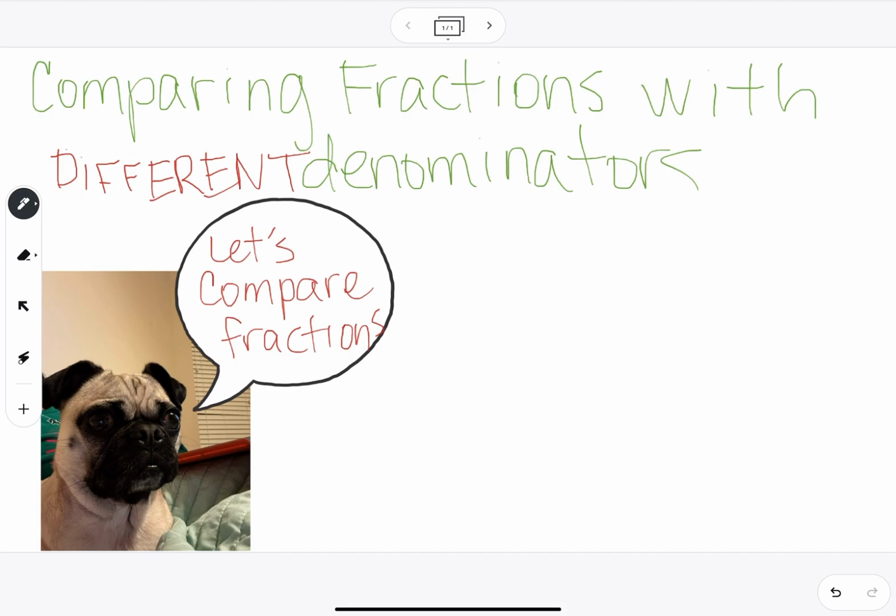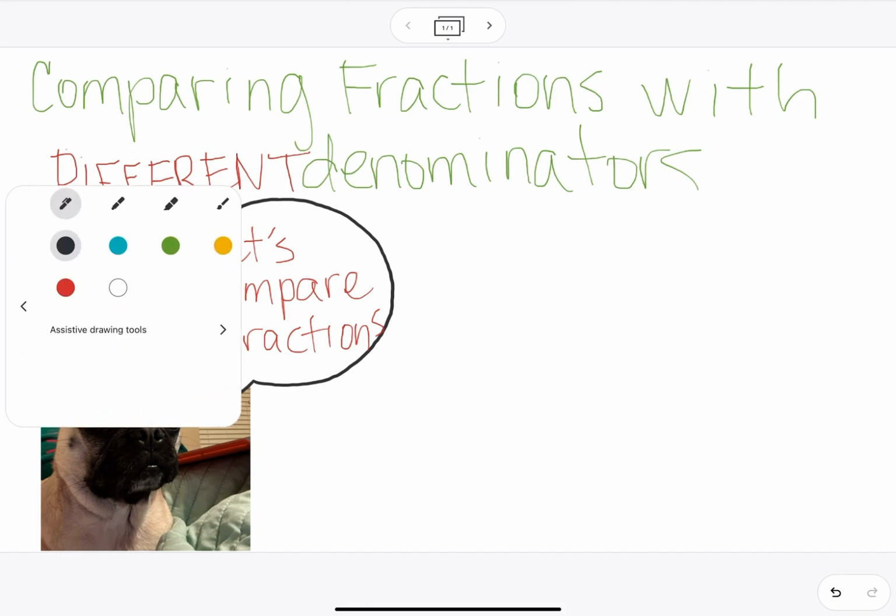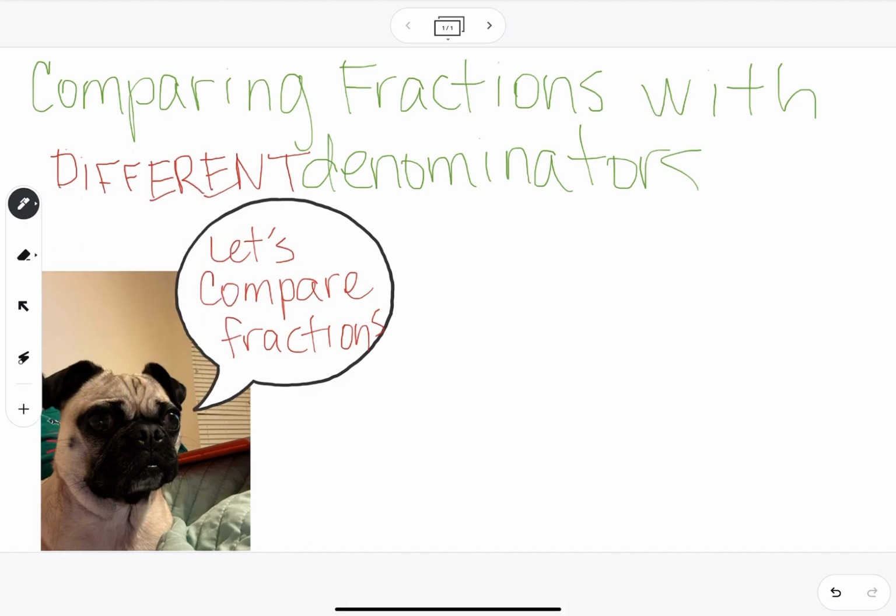So before, it was really easy to just look at the numerators and tell which ones were greater and which ones were less. But when we're looking at fractions with different denominators, we need to dig a little bit deeper. So let's take a look at 4/5 and compare that to 7/8.